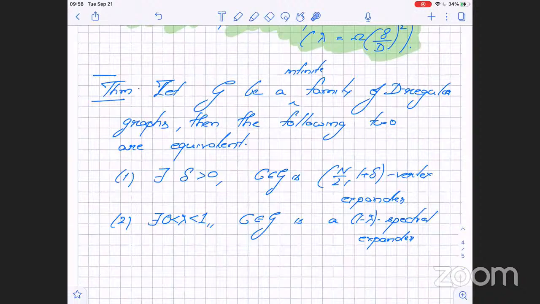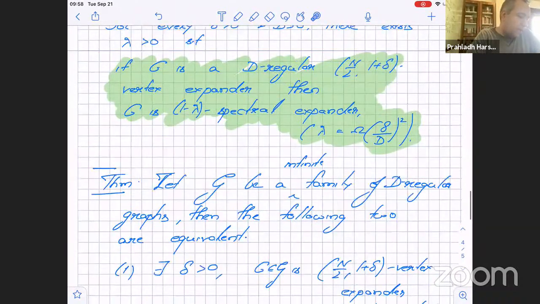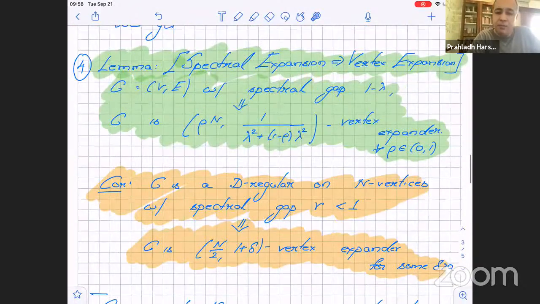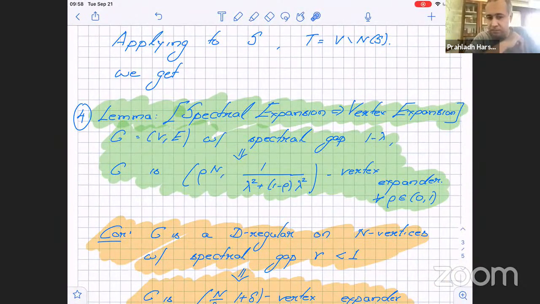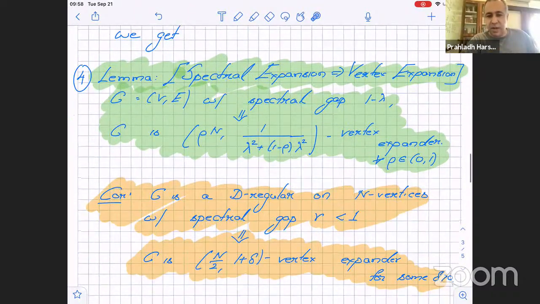I have a question. Is the n by 2 here particularly important, or can it be something lesser than half? It cannot be lesser than half. So half is important. Let's look at why. Spectral expansion, we saw, gave expansion not just up to half, it went all the way up to 1. A corollary of that was that even sets of size n by 2 expand.